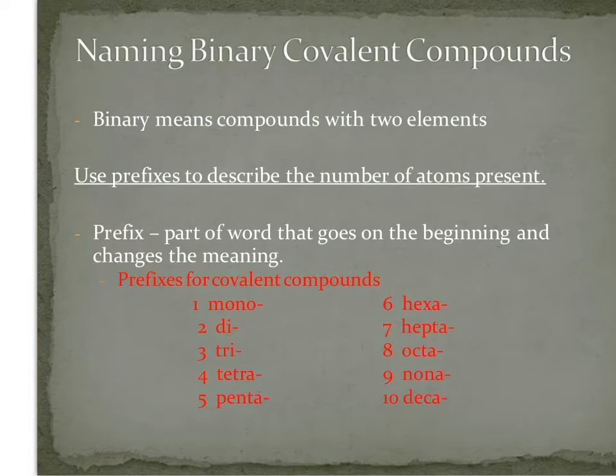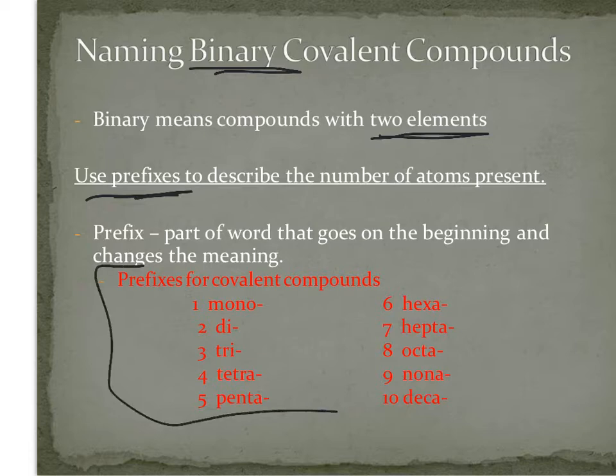Okay, folks, when we name these compounds, we're going to work on what are called binary covalent compounds. Binary means we only have two elements, like carbon and oxygen, or chlorine and phosphorus. When we do this, we're going to use prefixes. Those prefixes help us describe the number of atoms present, and I'll explain why in just a second. Remember, a prefix is a part of a word that goes on the front, and it changes the meaning of that word. In this case, it tells you how many there are. Here are the prefixes for covalent compounds.